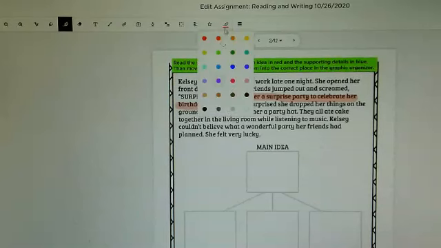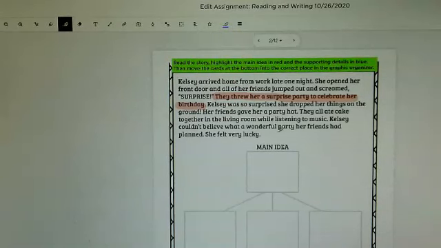So I'm going to change my highlighter color to blue because we highlight our supporting details in blue. It says so in the directions. So how do I know? What happened to make me think it was a surprise party? Well, she was surprised. They yelled surprise. So I'm going to highlight surprise. And because they yelled it, Kelsey was so surprised she dropped her things to the ground. That's a detail sentence that supports the idea that her friends threw her a surprise party.